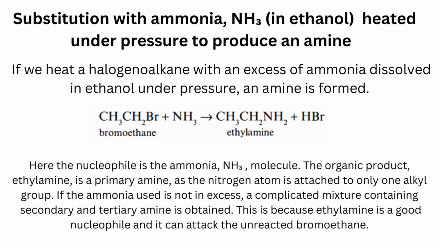The organic product, ethylamine, is a primary amine as the nitrogen atom is attached to only one alkyl group. If the ammonia used is not in excess, a complicated mixture containing secondary and tertiary amines is obtained. This is because ethylamine is a good nucleophile and it can attack the unreacted bromoethane.